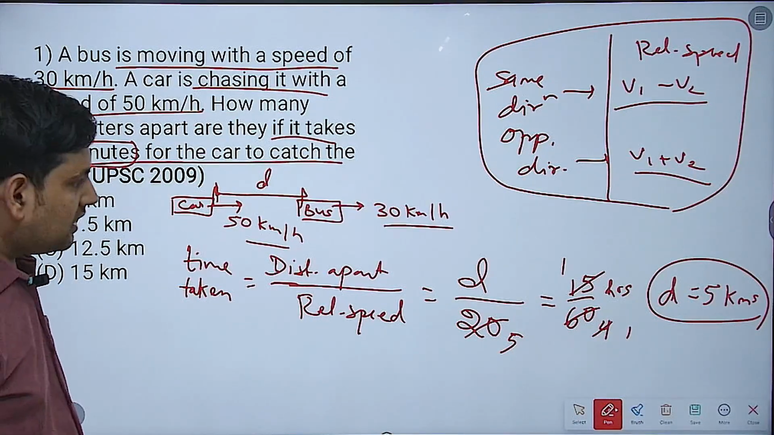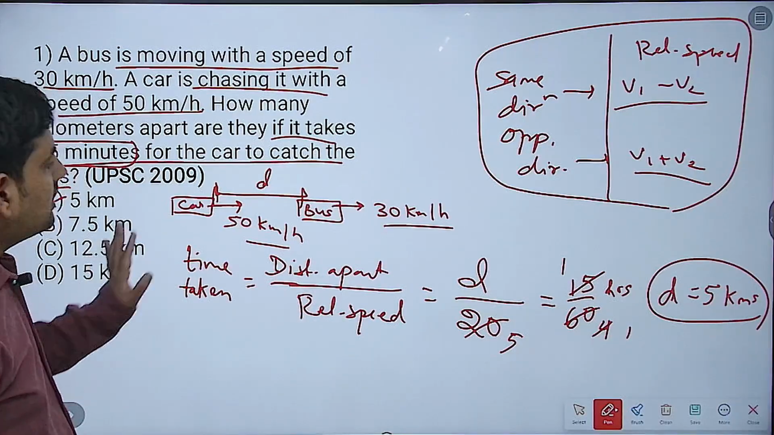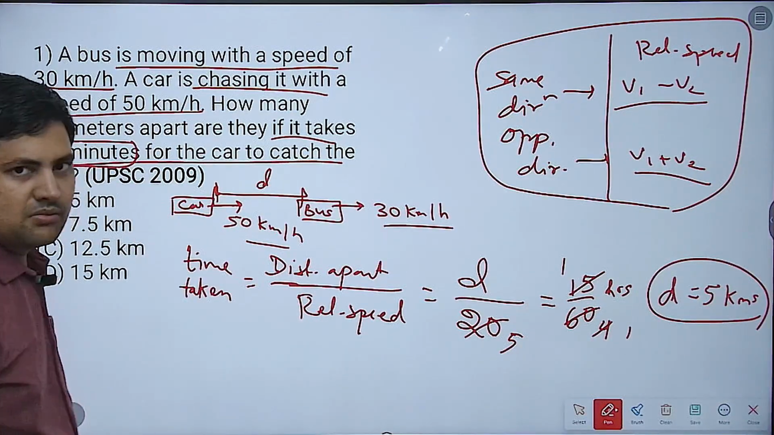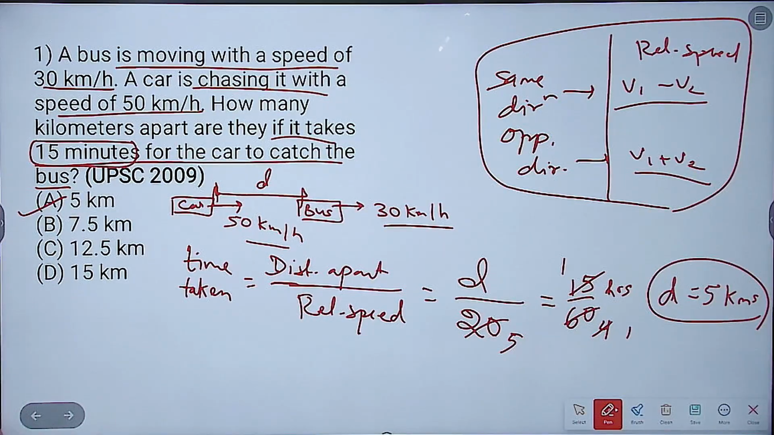Okay, so the distance between them is 5 kilometers, and then it will get covered. It will get covered in 15 minutes. Understood? Then next.